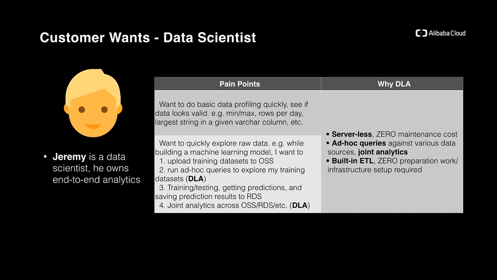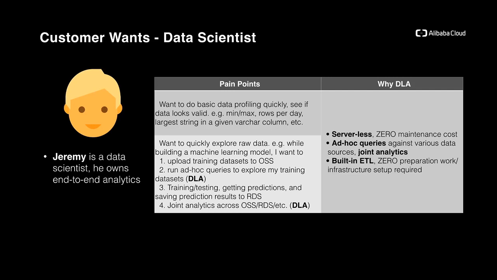As a data scientist, we all know that he needs to create machine learning models. And in that process, he needs to go through a couple of steps. Number one, he needs to upload training data sets to an object storage such as OSS. And number two, once his data is uploaded, he might want to run some ad hoc SQL queries to interactively explore his training data sets to understand if the data sets are valid. And after that, he needs to go through the training process, the testing process, getting the predictions and saving the prediction results to another place such as RDS.